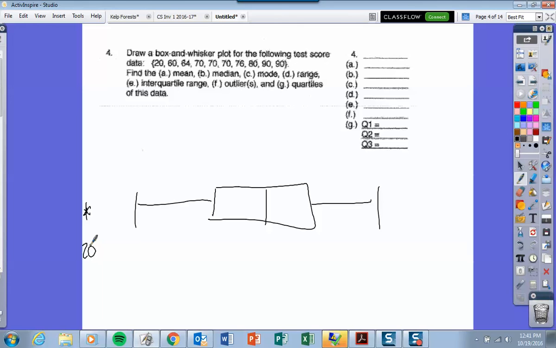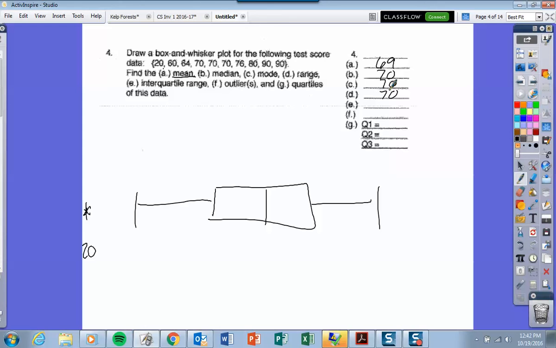Next, it asked me to find the mean. Well, to find the mean, I'm going to add all the numbers up, and I'm going to divide by how many numbers there are. Going through and doing that, I see that my mean is 69. Find my median. I'm just trying to find the middle number. So I go check this off. My middle number is going to be there at 70. My mode, the most often, 70 is on there 3 times. That's my mode. The range, difference between the highest and the lowest, 90 minus 20 is also 70.